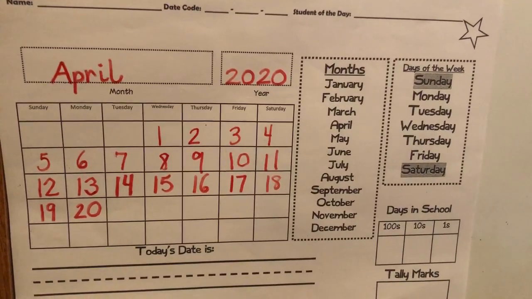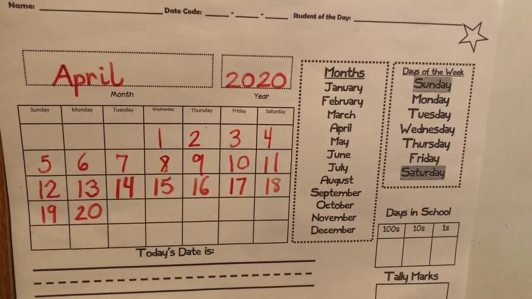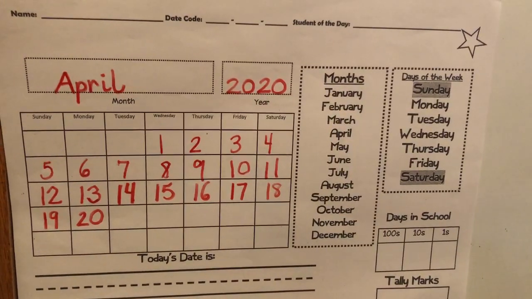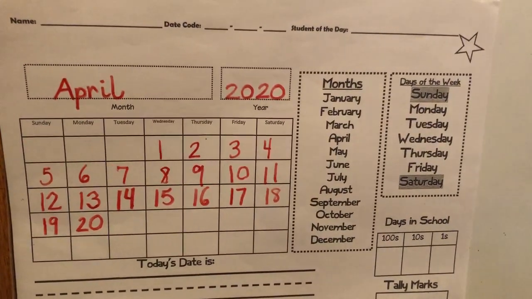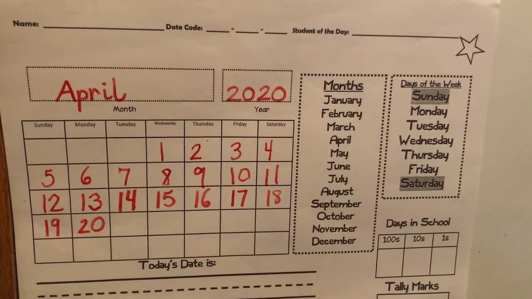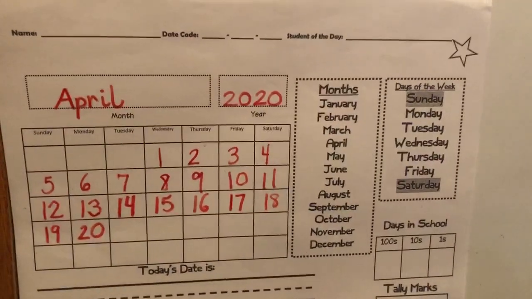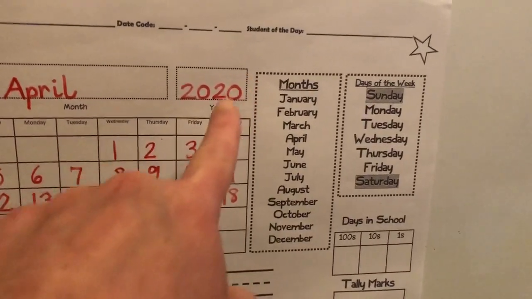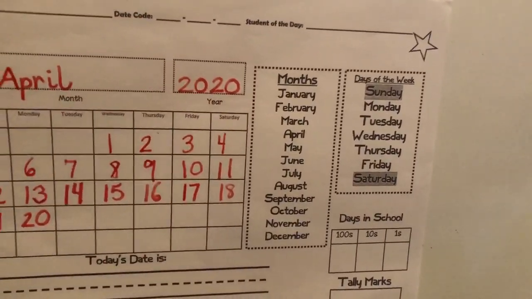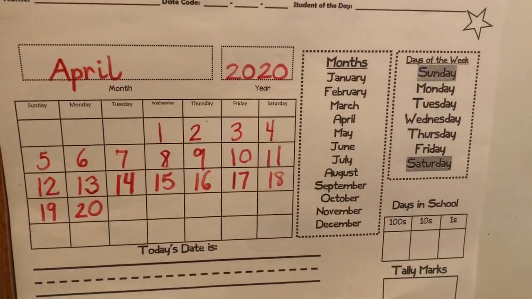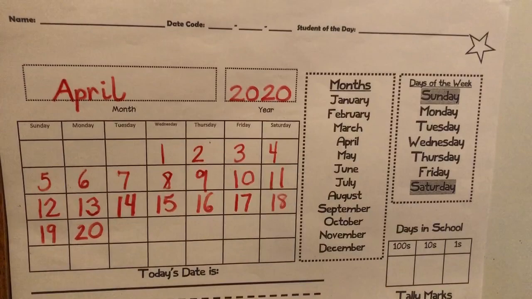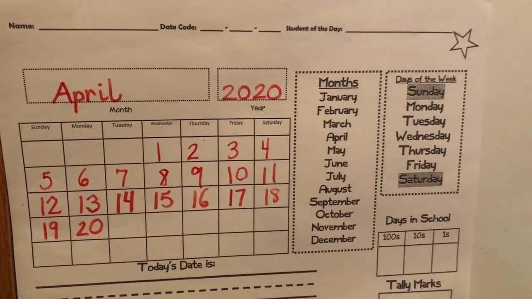Today in math, we're going to talk about adding two-digit numbers that have a sum greater than 100. But first, let's talk about today's date. Today's date is April 20th, 2020. So if you're keeping track on your calendar at home, you can fill in the dates for the weekend. And today is Monday, the 20th.